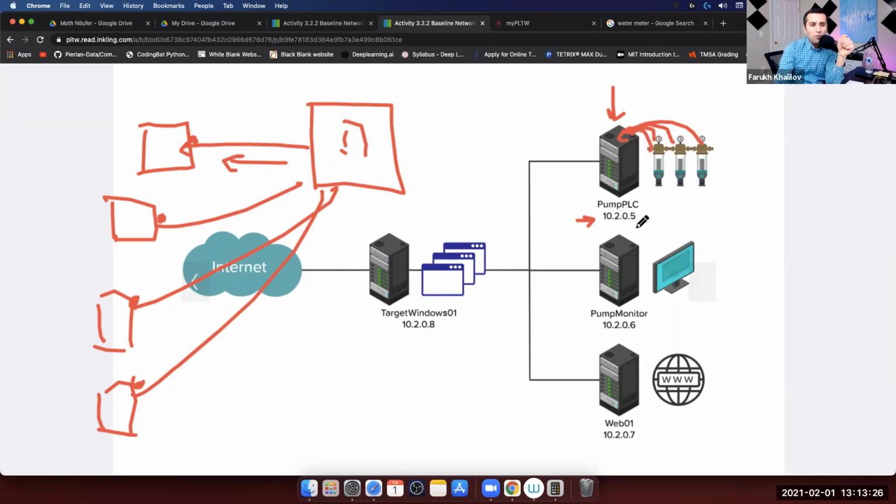Okay. And also we have another one, that is a pump monitor. So this computer is analyzing that server. And you might think, why do we need this computer, because we already have it here? That is good enough. And actually, you are right. So the answer is okay.